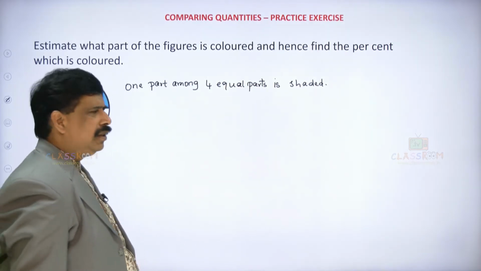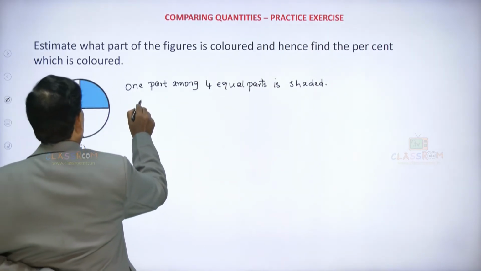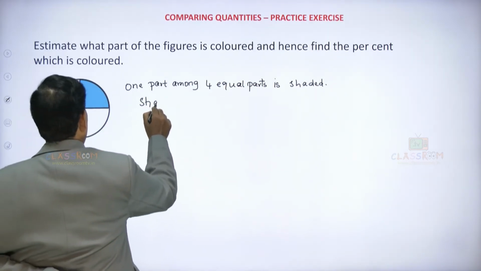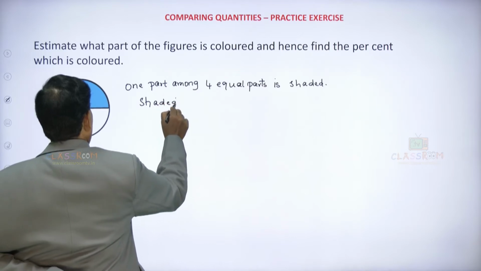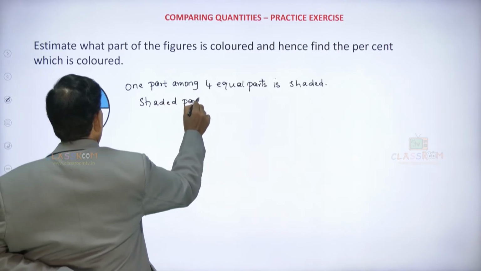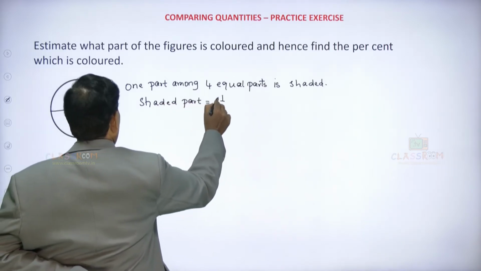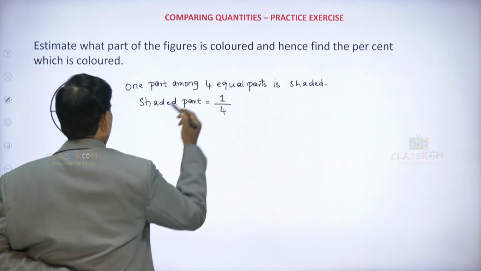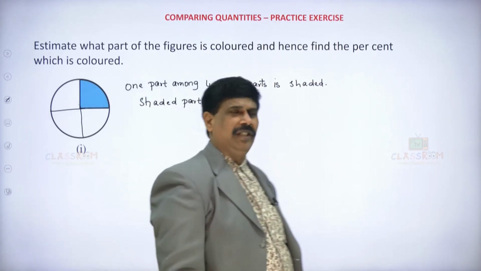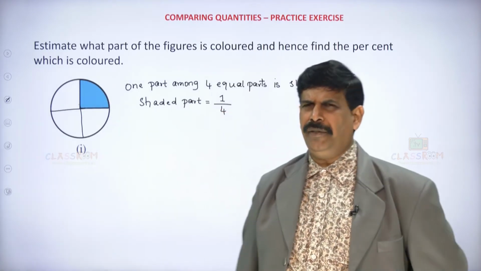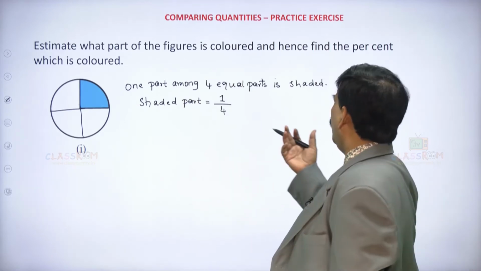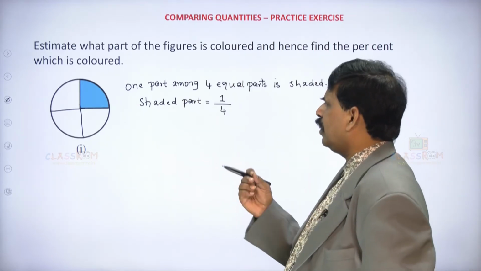Okay. So shaded part is equal to, what is the shaded part here? So one part is shaded and total is 4. This is what we have learned in fractions. So it is 1 by 4. So now find the percent which is colored.